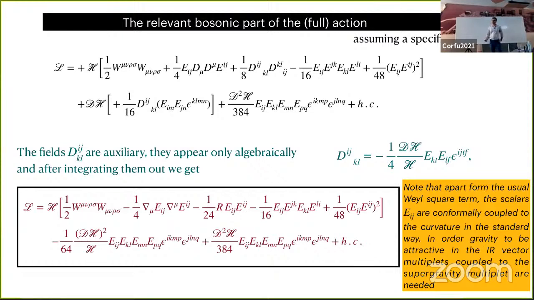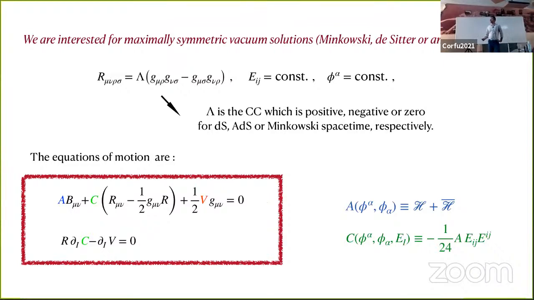But in the UV, the theory behaves very well. So the comment is that this theory has to be in the infrared, and needs to be completed with some extra fields, matter fields. So we're interested in maximally symmetric vacuum solutions, which are Minkowski, de Sitter, or anti-de Sitter.